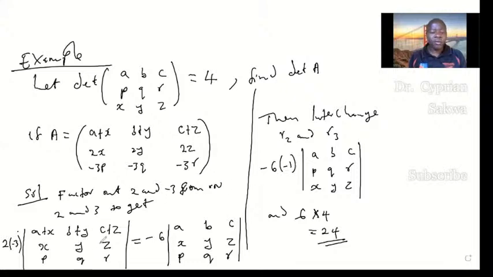And here we've noted that if you take a row of a matrix and multiply it by a constant, the new determinant will be the original determinant times that constant. So that's what we did. We noted that this row had been multiplied by 2, and this row had been multiplied by -3. So we just factored those two out and proceeded. Let's look at another example.